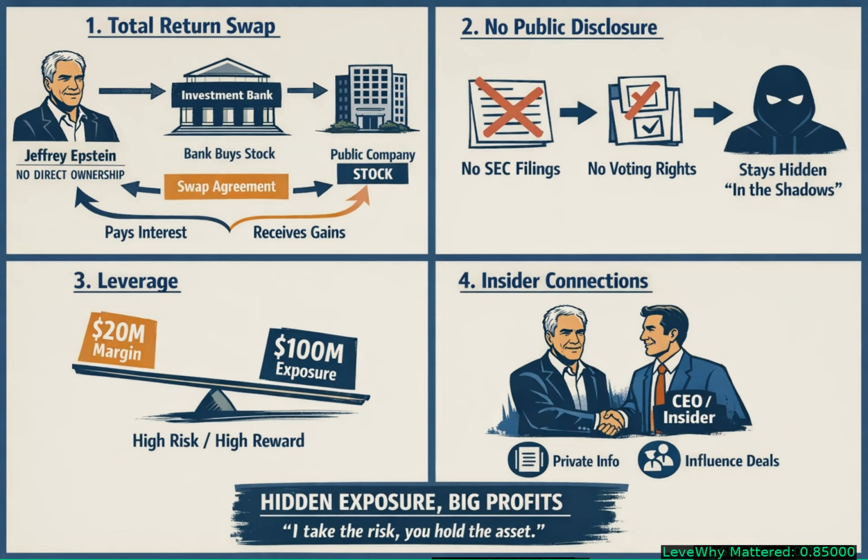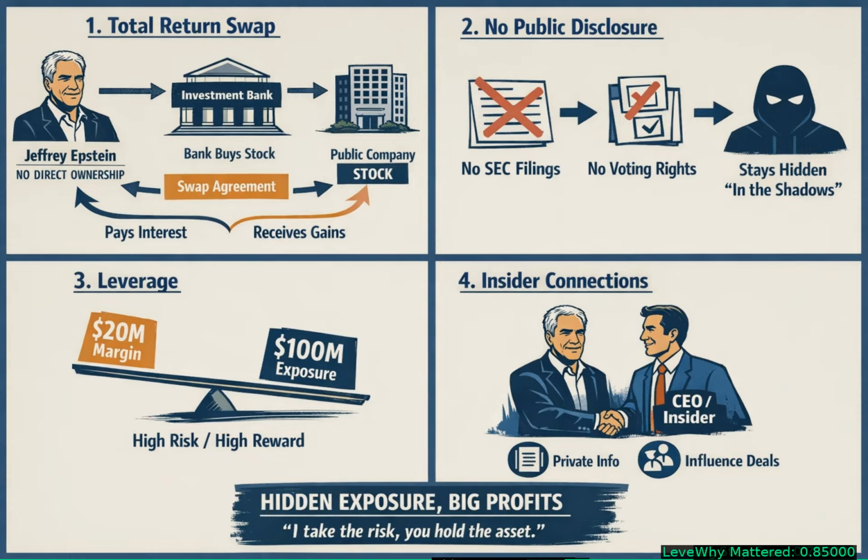Why this mattered? This structure could hide true net worth, hide concentration risk, let banks claim they were the owners, and allow Epstein to operate in the shadows. After the Archegos collapse in 2021, regulators heavily scrutinized these same instruments, and Epstein was using them decades earlier.